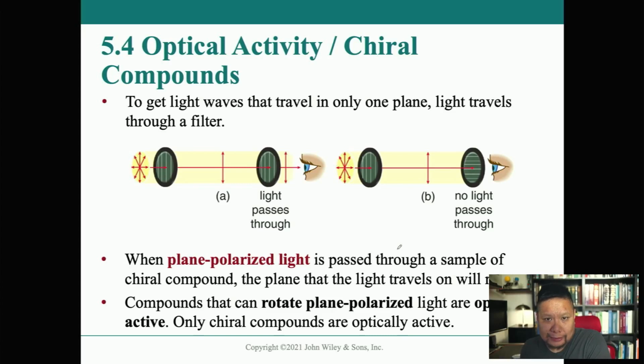So compounds that can rotate plane polarized light are optically active. Only chiral compounds are optically active. So only compounds that have a chiral center and can rotate the plane polarized light are optically active.